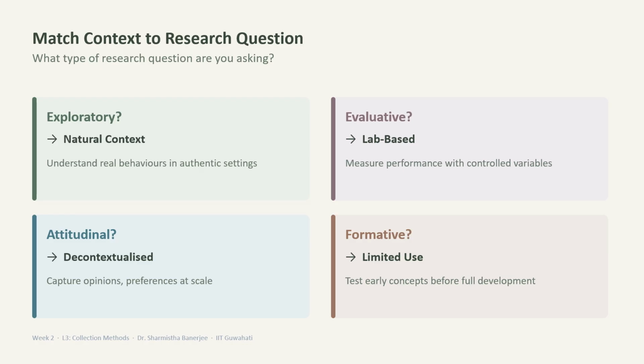Let's say I have an exploratory research question where I want to understand the real behavior of people in authentic settings. So I want to understand how people eat their food, what the different kinds of instruments are that they use. So it will be a good idea to do this user research in natural settings. I can go to restaurants which serve lots of different kinds of food, and I can do this research. I can also visit homes of people.